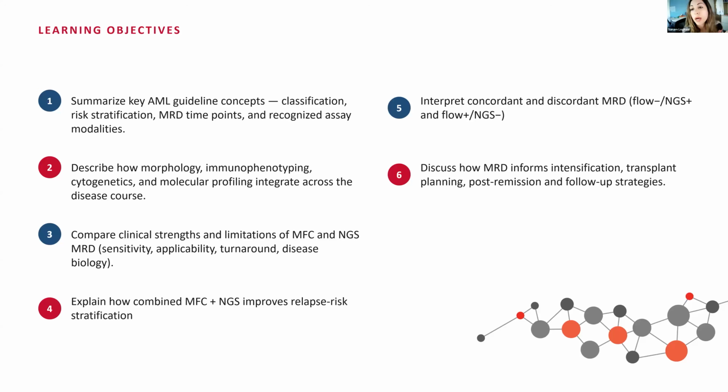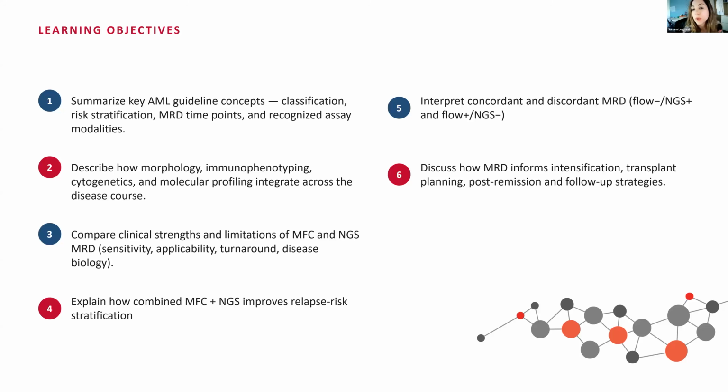We're going to describe how combining morphology, immunophenotype, cytogenetics, and molecular profiling helps us make an accurate diagnosis of AML that'll help the patient across the disease course. We're going to compare the clinical and laboratory strengths and limitations of multiparameter flow cytometry and next generation sequencing MRD detection. We'll talk about the sensitivity of each method, in what settings they apply, the turnaround times, the disease biology that is relevant for each. And then we'll explain how combining both of these modalities is going to improve risk stratification for patients.